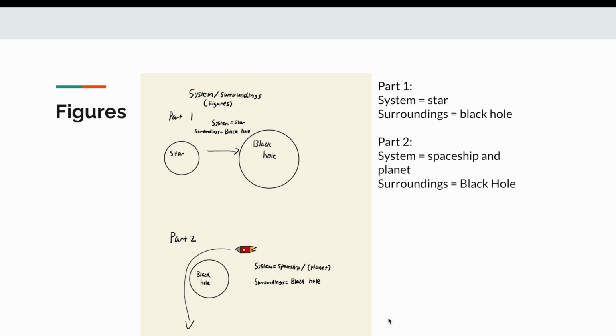When looking at some figures for the systems and surroundings, in part 1, the system is the star while the surroundings is the black hole. And then in part 2, the system is the spaceship and the planet while the surroundings are the black hole.